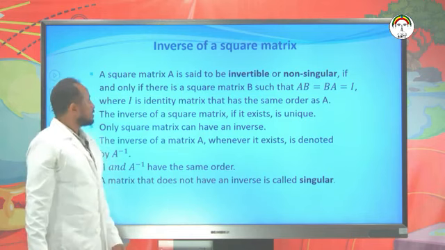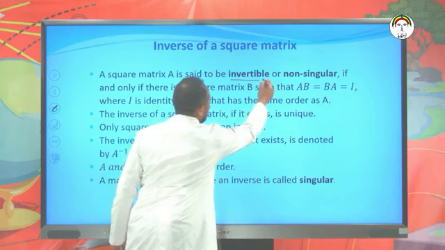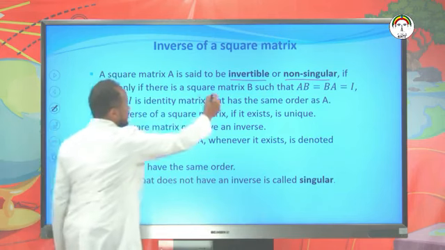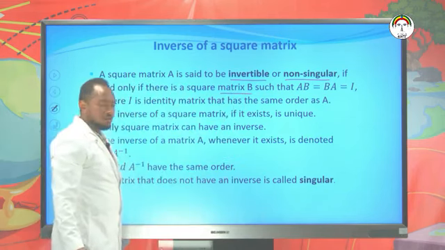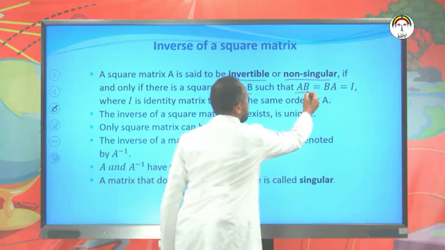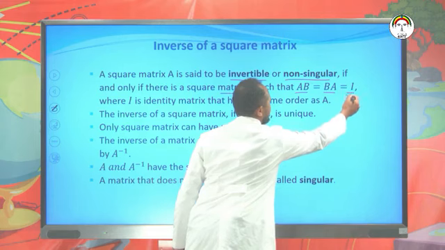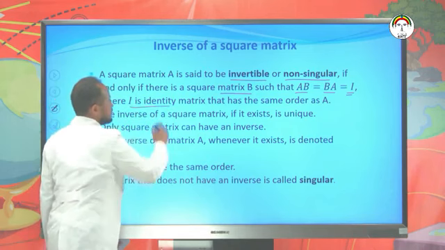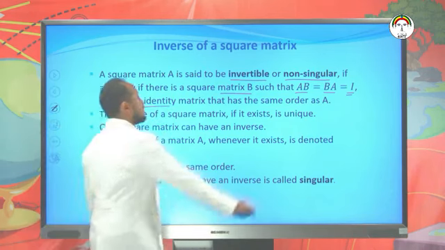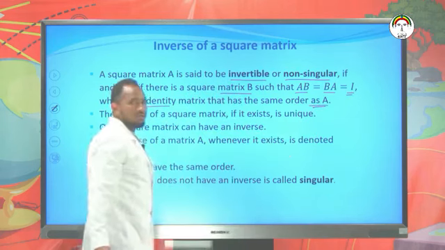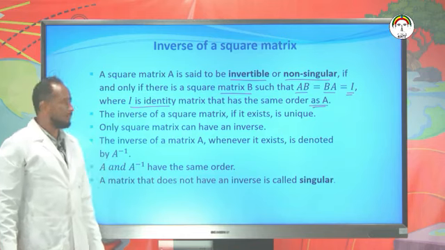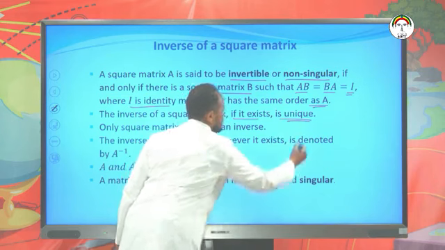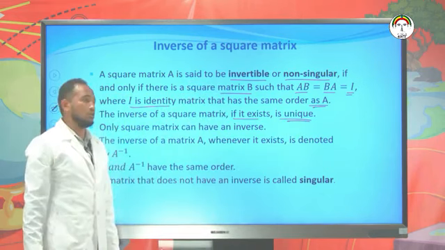A square matrix A is said to be invertible or non-singular if and only if there is a square matrix B such that the product of A times B and B times A gives you the identity matrix, where this identity matrix has the same order as A. The size of this identity matrix is the same as matrix A. And the inverse of a matrix, if it exists, is unique.